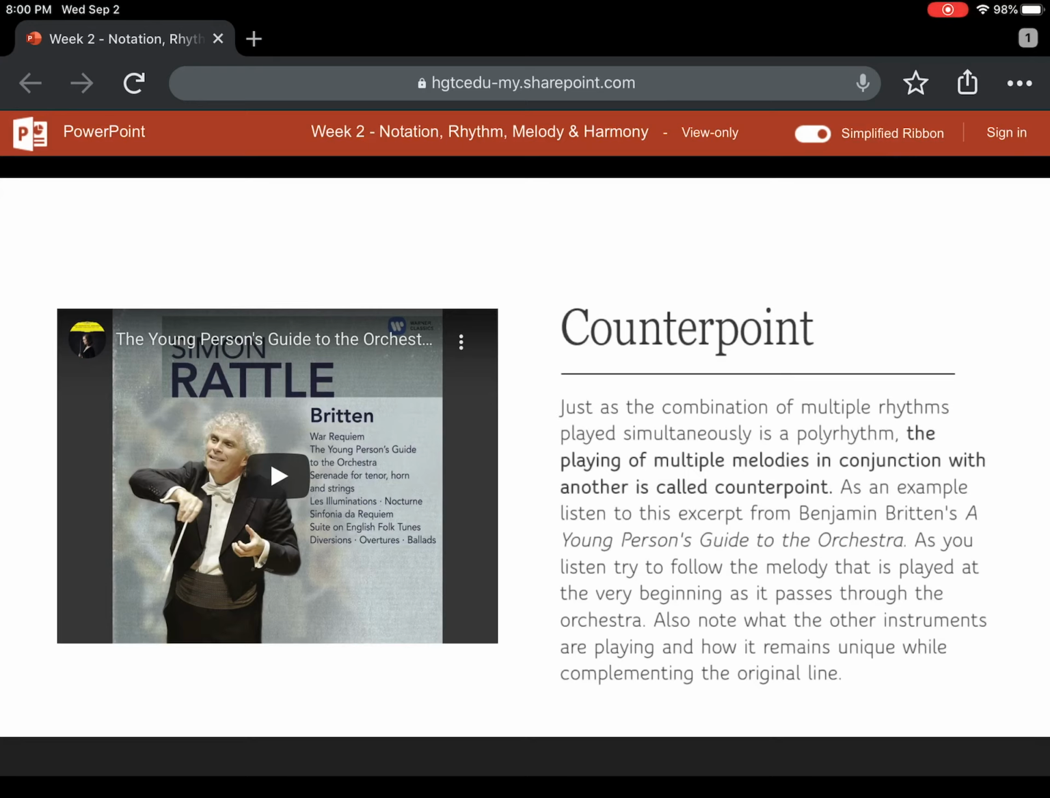And so what Britten attempted to do when he wrote this piece was to pick out what he thought were all the different important parts of an orchestra that a young person should know about. So there are pieces that display the brass and the woodwinds and the strings and the percussion. But one of the things he displays is counterpoint. And so it allows you to listen. So if I ever have multiple melodic ideas playing at once, it can be referred to as counterpoint.